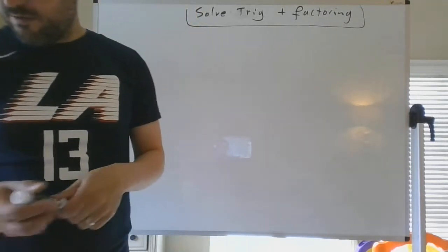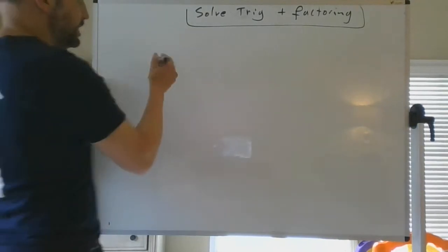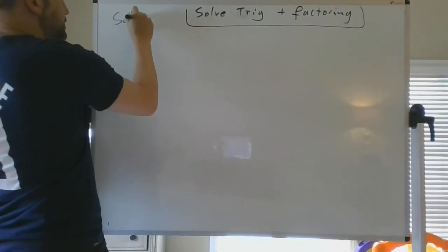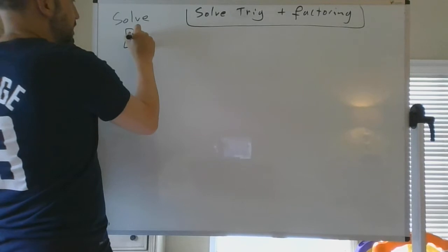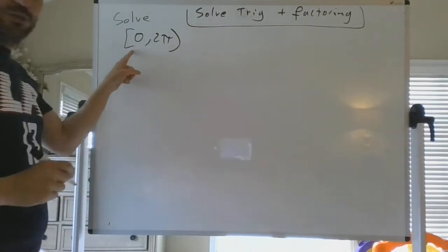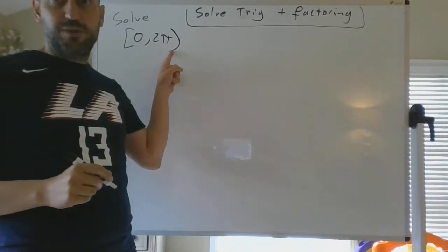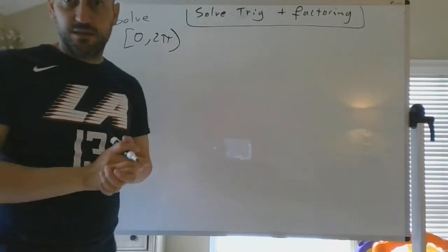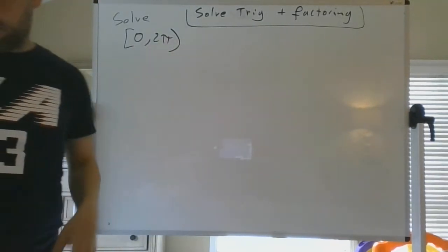Okay, so let's start off with something like this. By the way, every single thing that we're doing here, we're going to solve from 0 to 2 pi. The solution is from 0 to 2 pi. And remember, including 0, not including 2 pi, because that would be redundant. All right? So just keep that in mind.